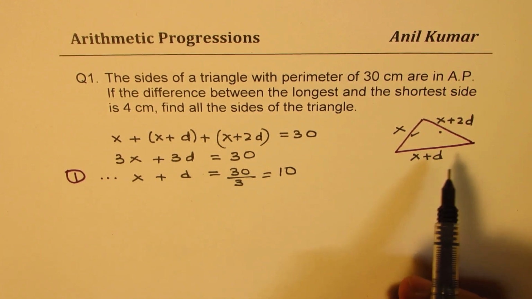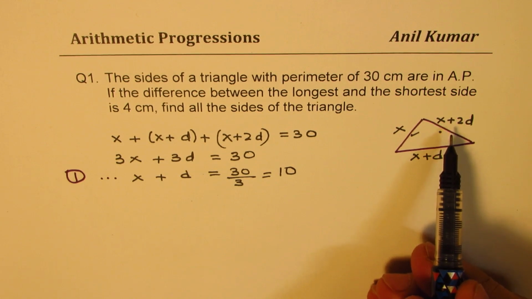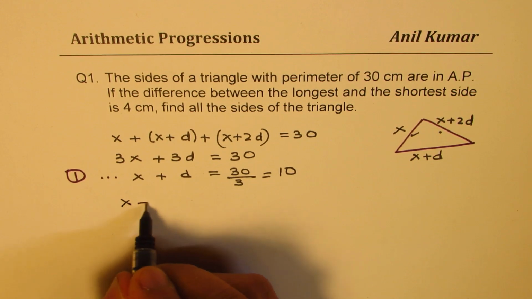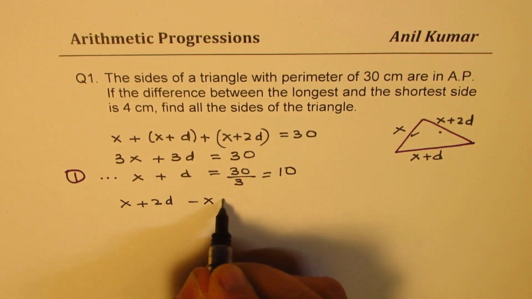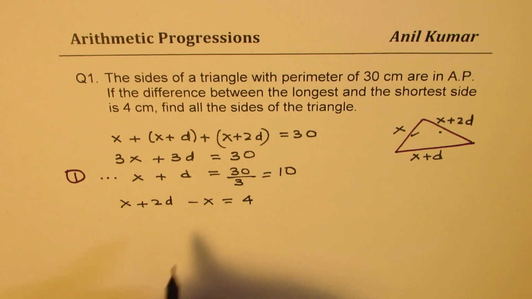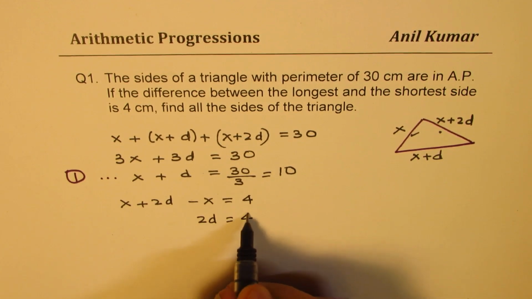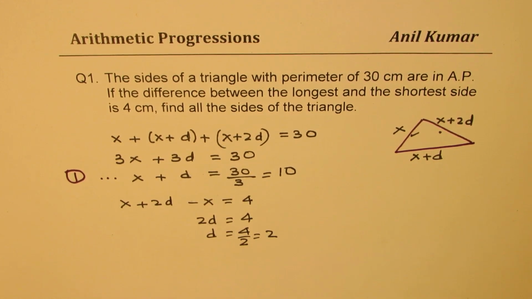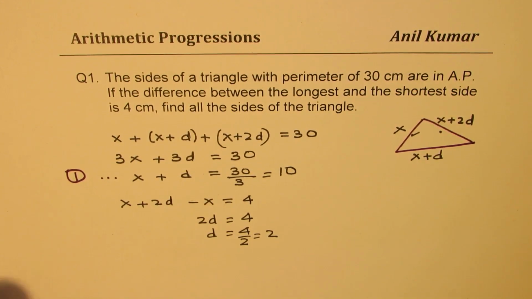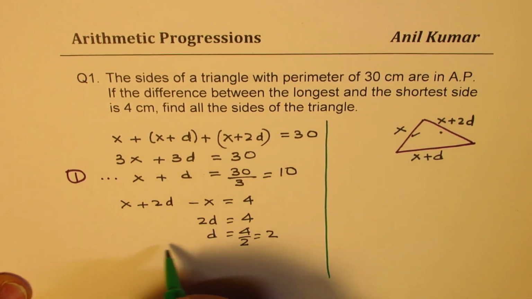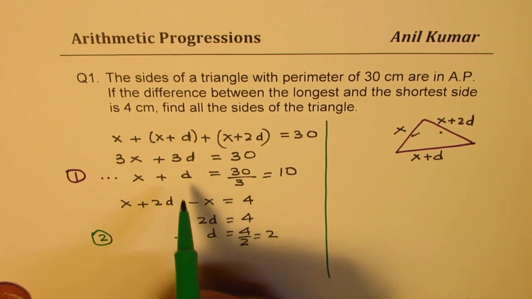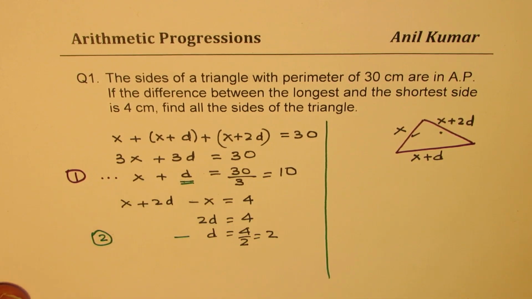The second condition is that difference between the longest and the shortest side is just 4 centimeters. So that is to say, x plus 2d minus x is 4 centimeters. So that means 2d is 4, d is 4 divided by 2, which is 2. So we know what d is. Now it is easy to find all the sides, correct? So we'll use the value of d as 2. We'll call this as equation 2. Substitute this value d here and find x.